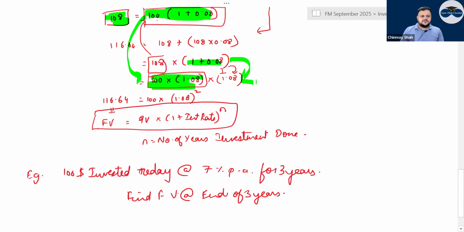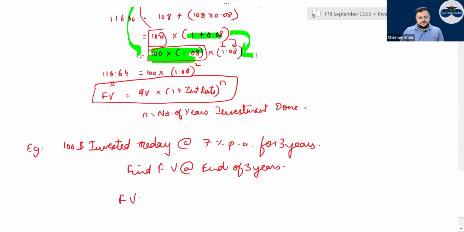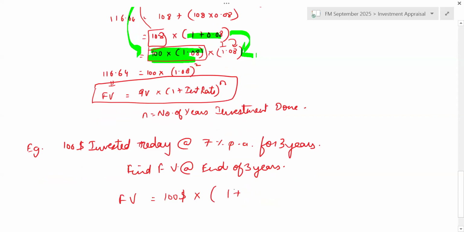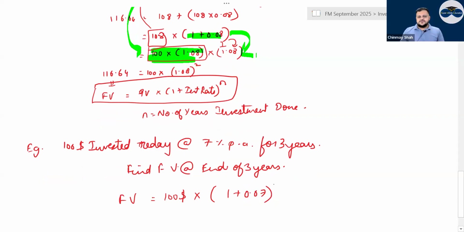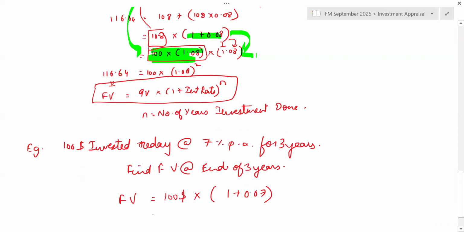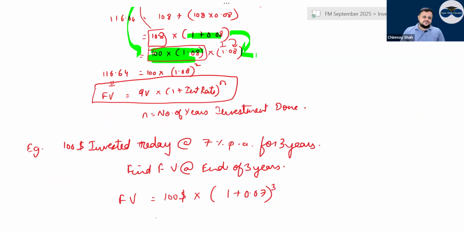This formula you can update in the table also. Future value by what method? Compounding interest. Chalo, find the future value. What is the present value that you are investing right now? $100. Correct? Into what? Bracket 1 plus 0.07, and raised to what? Three years. Good. How much is the answer? 122.5 is what we have received.